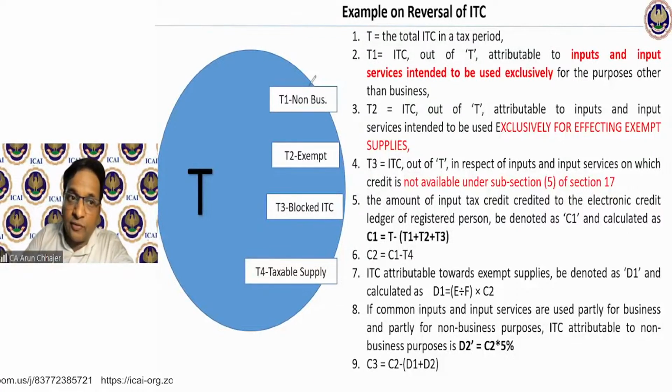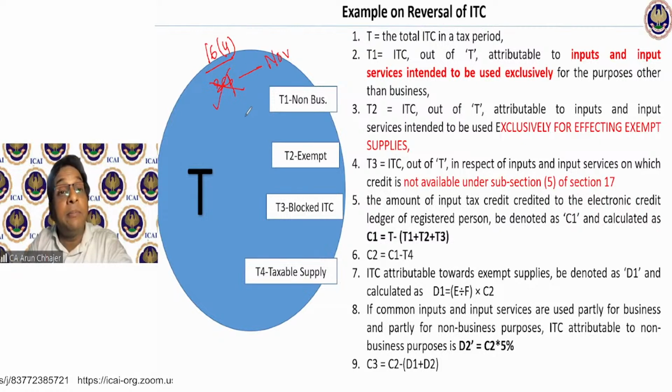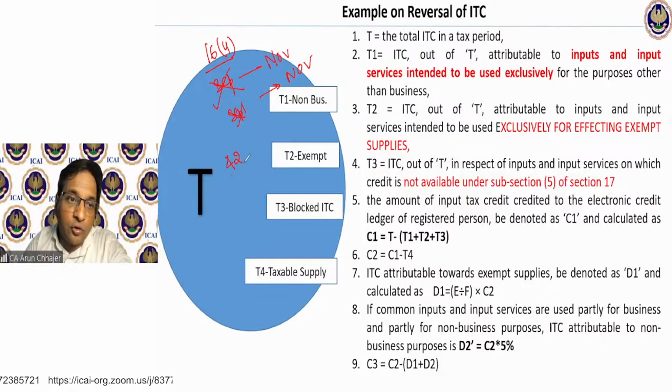Please note, there is one disparity. The time limit of 16.4 has been extended from September to November. The time limit of GST returns, correction, rectify the mistake, has also been extended from the due date of the September month return to 30th November. Please note, Rule 42-43 is still talking about the due date of the September month return. It means here they have not extended to November.